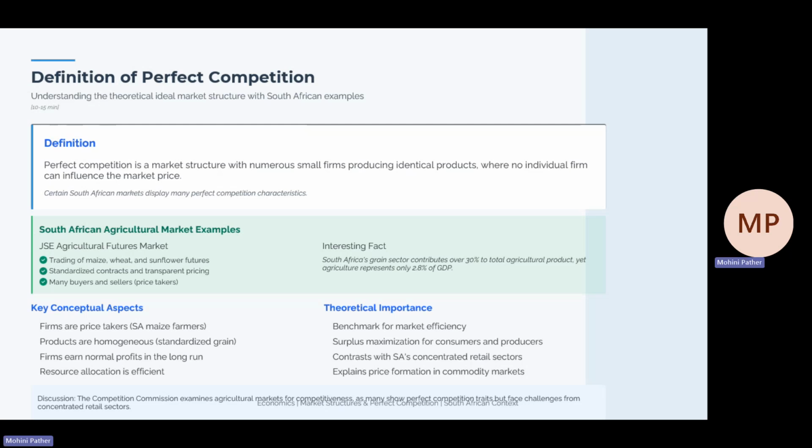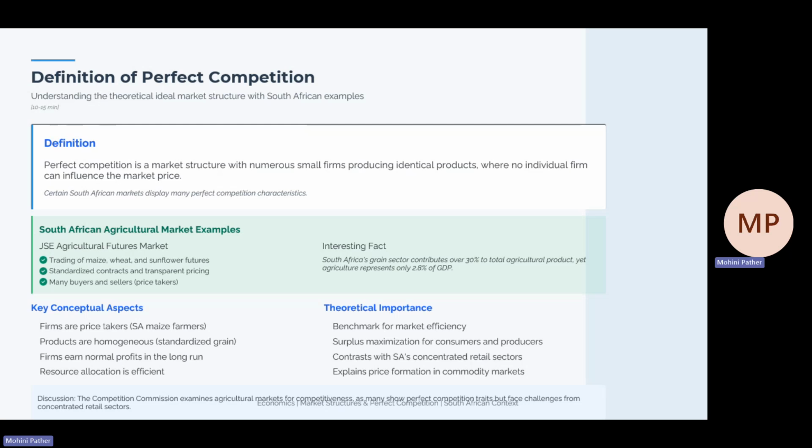Okay, so this is important because it is a benchmark for market efficiency. Surplus maximization for consumers and producers. If there is a surplus, it can be utilized within this market naturally. It contrasts with South Africa's concentrated retail sector. So our retail sector is dominated by a few key big actors.